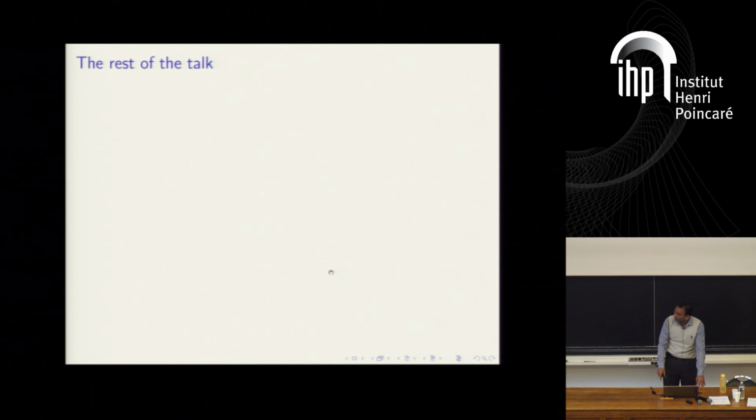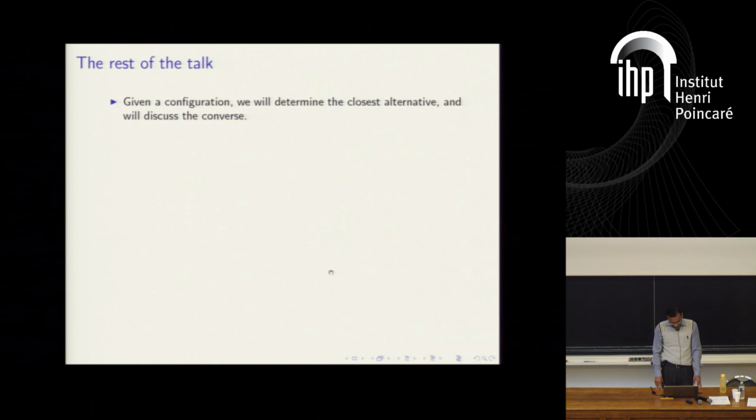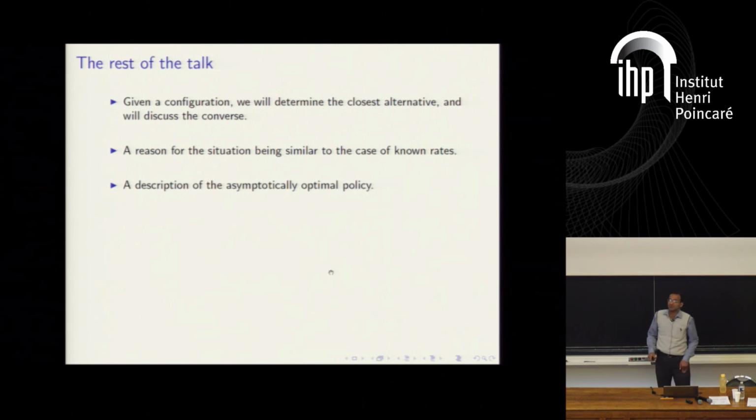Okay, the rest of the talk is going to be somewhat shortened now. Given a configuration, I would like to determine what the closest alternative is, and then discuss the converse. I may not have much time to go over this, because I would like to give some time for discussion, but I'll just tell what the key ideas are. And here you will see where relative entropy enters into the picture. And these 2 things I think I will not be able to speak about.